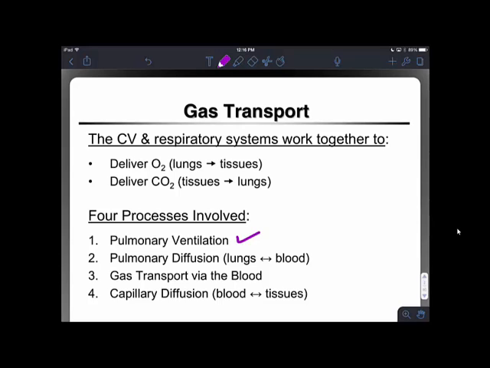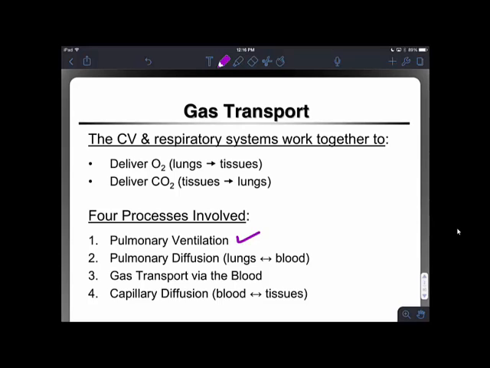Once the gases are in the blood, they need to be transported. So oxygen is transported away from the lungs out to the body, and CO2 is being picked up by the tissues and transported through the blood up to the lungs.